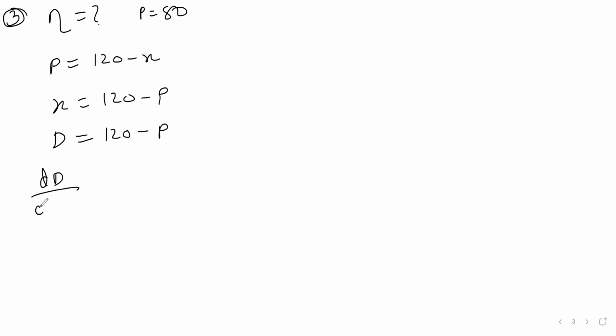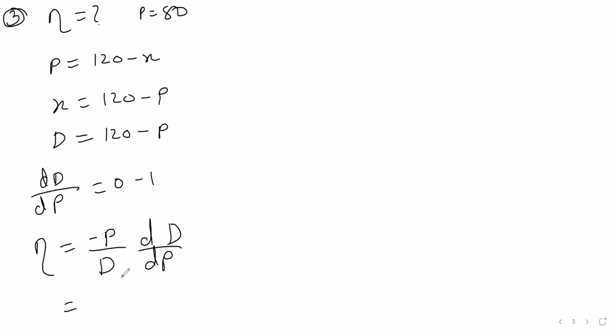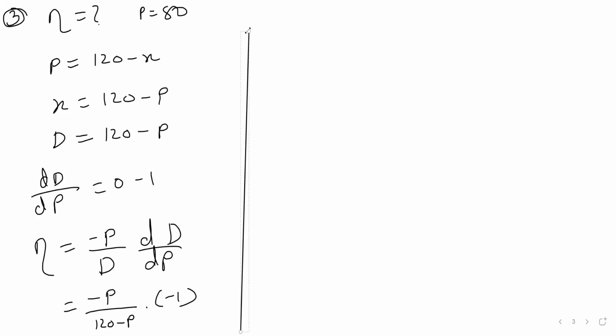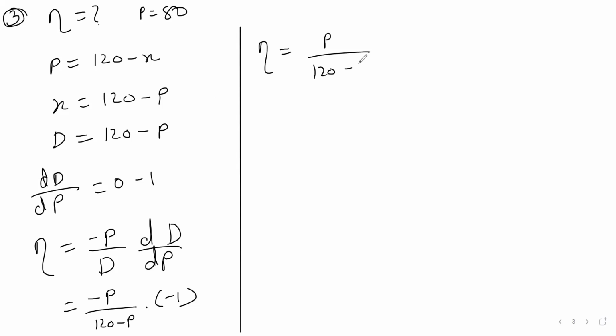So this is your demand function, 120 minus p. Now I'll find out dD by dp. That is, derivative of 120 is 0, minus 1. Elasticity is minus p by D into dD by dp, minus p, D is 120 minus p, into minus 1. So elasticity is p upon 120 minus p.